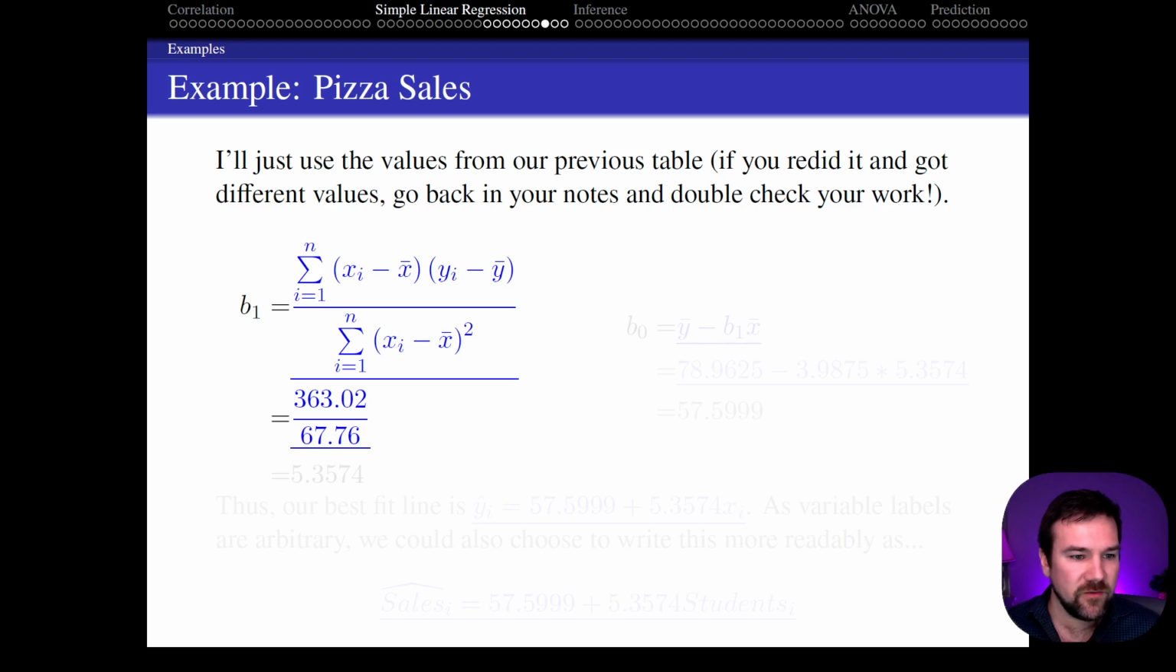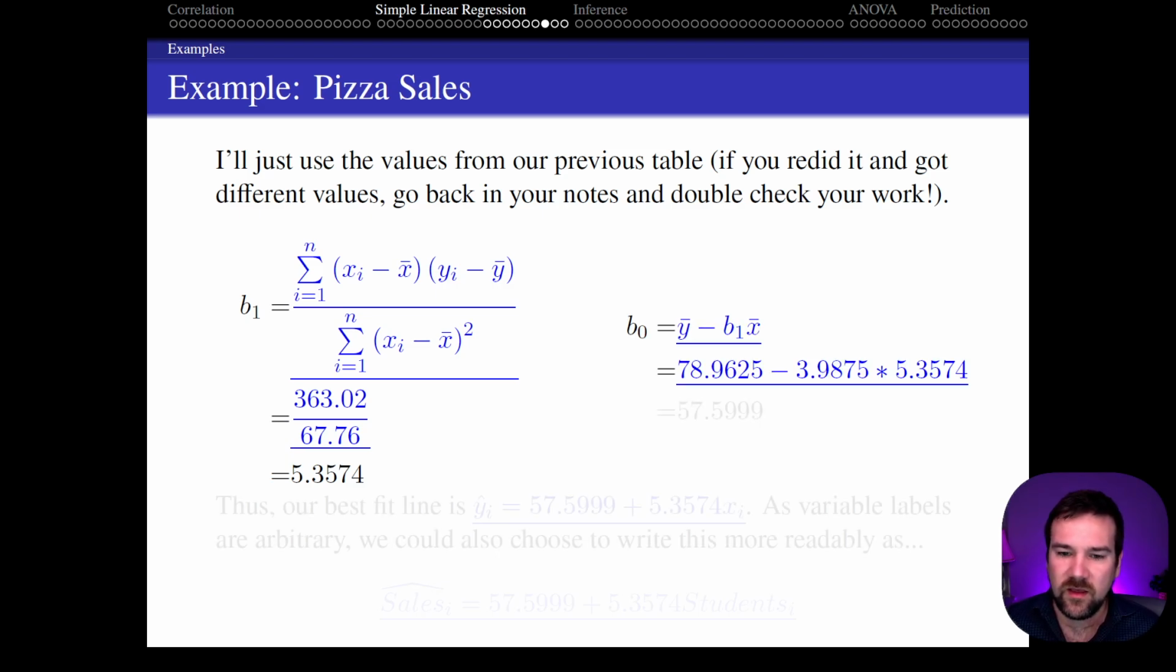Here for my slope, I have the numerator 363.02, denominator 67.76. And my slope is 5.3574. For my intercept, I have the y bar, the average outcome, is 78.9625, the slope we just found, and the x bar 3.9875. Don't get too confused here. Looks like I switched the order of the slope and x bar. So the 3.9875 is this x bar, and of course the slope is 5.3574 we just found.